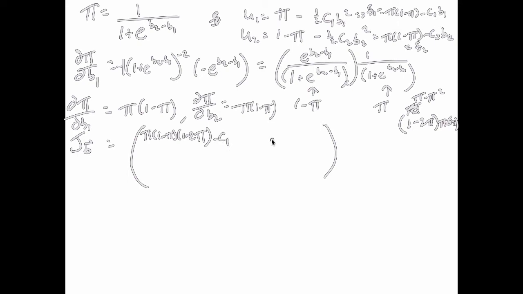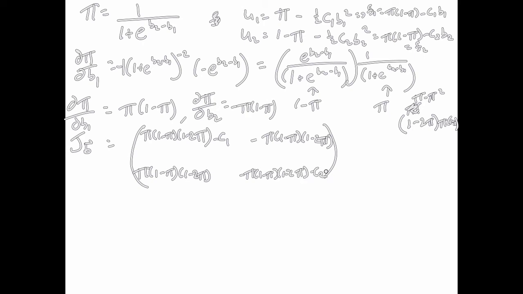Okay. The second element is the derivative of F1 with respect to B2. That's again pi times 1 minus pi times 1 minus 2 pi, except now there's a negative out front because the derivative is with respect to B2. Okay. Next one. The second row of the Jacobian has the derivative of F2 with respect to B1. That is, again, pi times 1 minus pi times 1 minus 2 pi. And finally, the last element of the Jacobian is the partial derivative of F2 with respect to B2. That gives us a negative pi times 1 minus pi times 1 minus 2 pi, and then also a minus C2. And there you go.